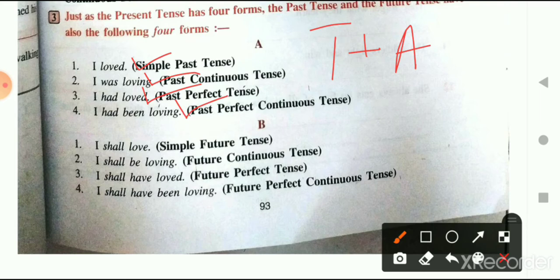So as we have made these 4 tenses, similarly we are going to make the other 8 tenses. For present tense, we are just going to replace past here with present. So the first one will become simple present tense, the second one will become present continuous tense, the third one will become present perfect tense, and the fourth one will be present perfect continuous tense.